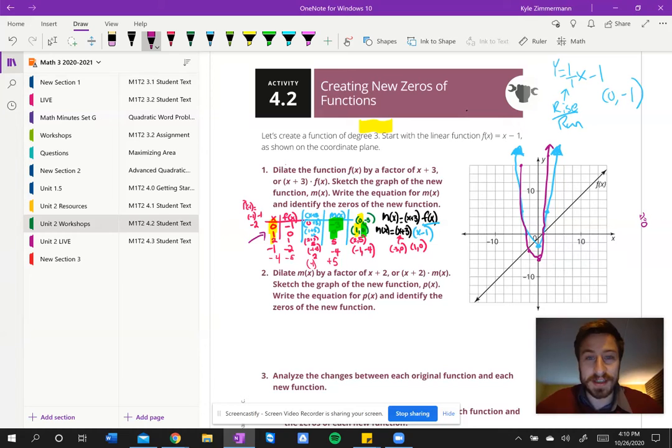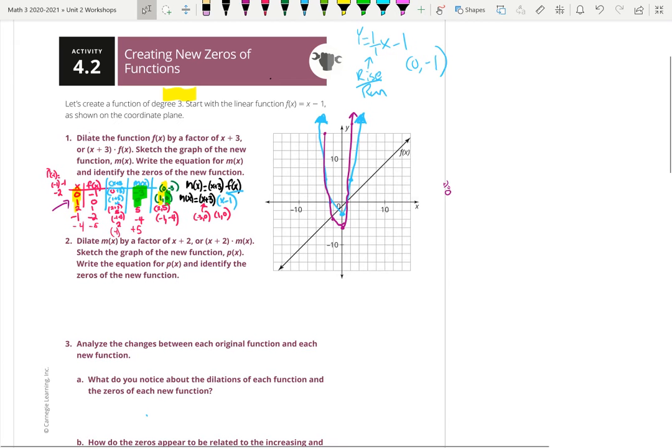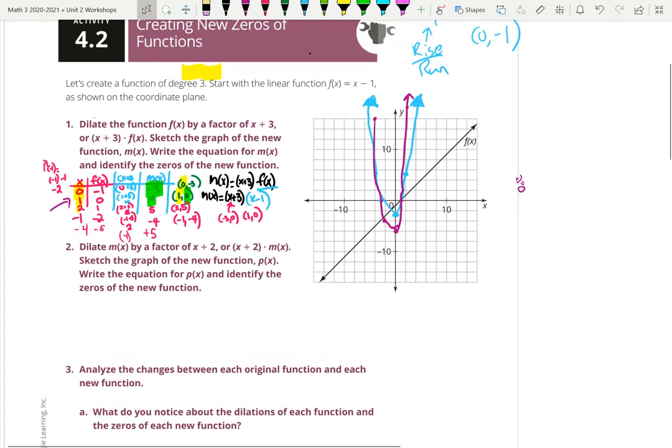Team, it's Mr. Z, and last time we dilated a linear function by multiplying it by x plus 3. Now we're going to take the quadratic that was formed by multiplying two lines together, and see what happens. Let's figure out what happens when I multiply m of x, which is this blue portion, by x plus 2. So let's go ahead and analyze.